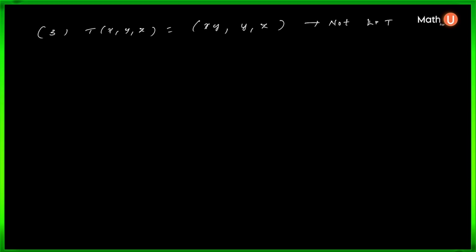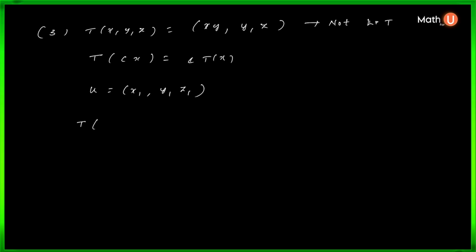Suppose we check this property, T of c into x equal to c of T of x. For example, consider u equal to x1 y1 z1. Then c is a scalar, we can prove generally. Then we get T of c into u.